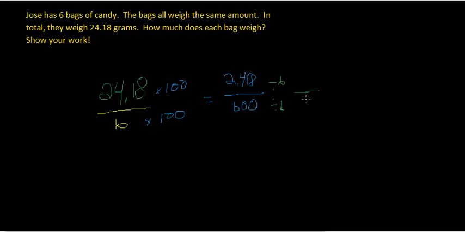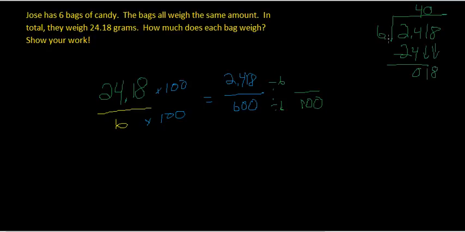Okay, we know 600 divided by 6 is 100, right? Now 2,418, if we wanted to look at that real quick, divided by 6. 6 cannot go into 2. It can go into 24. It goes into 24 4 times. 4 times 6 is 24. We subtract, we get 0. Bring down the 1. 6 cannot go into 1, so we have 0. Then we bring down the 8. 6 goes into 18 3 times. 3 times 6 is 18. 18 minus 18 is 0. Okay, so that means this number when divided by 6 is 403.